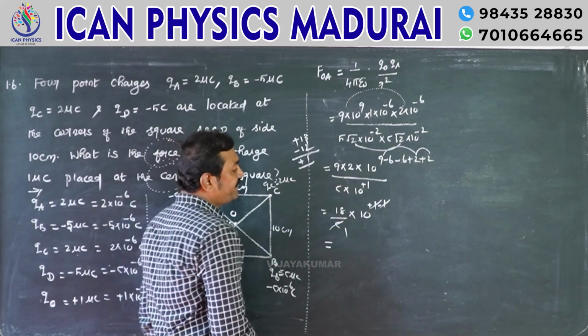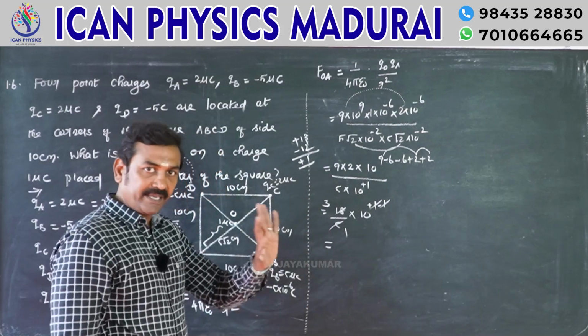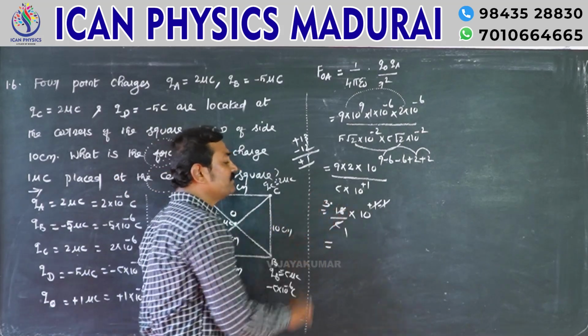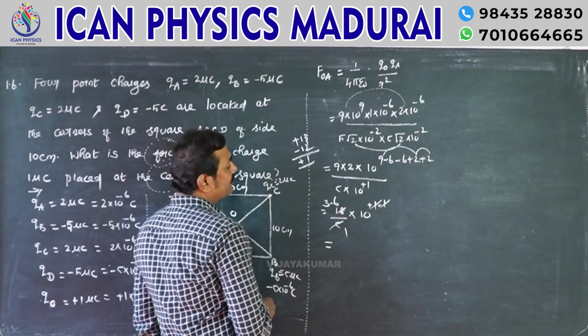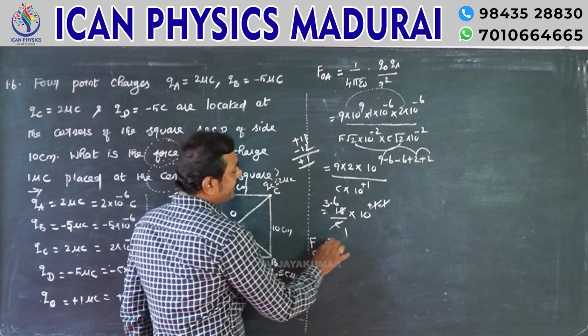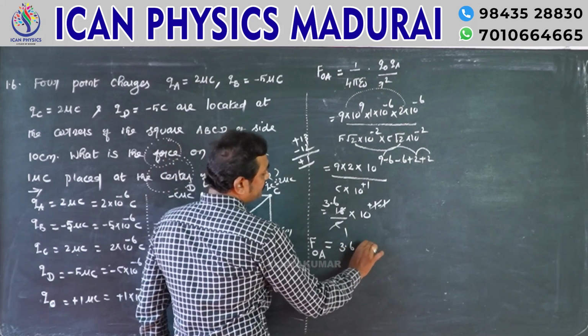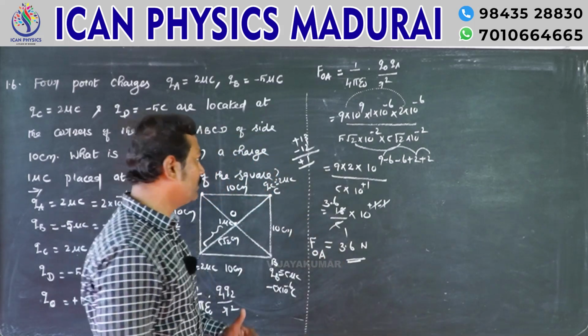Now 1 5 is 5. 3 5s are 15, remainder 3. When you put the decimal point, we can add 0, so 30. 6 5s are 30. So the force between O and A is 3.6 Newton. Do you get it now? Any doubts? No doubts.